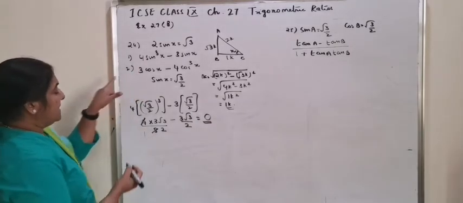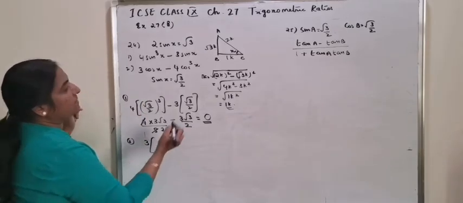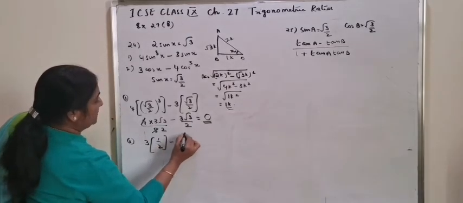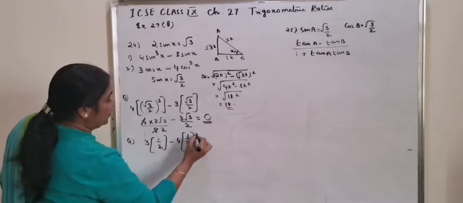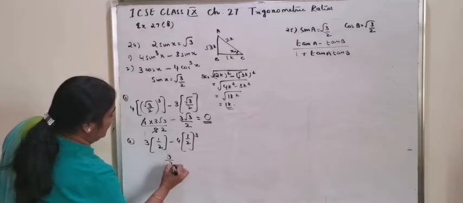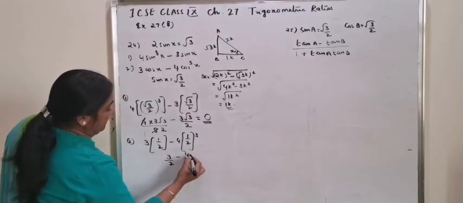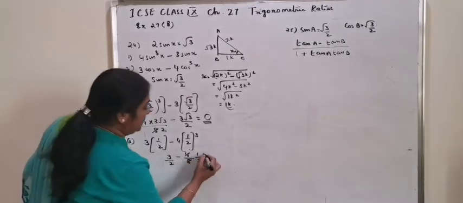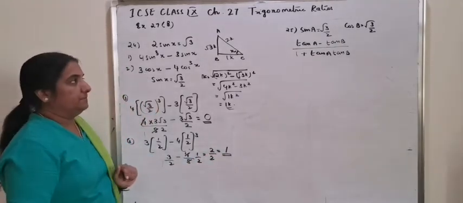The second one is 3 cos x. 3 into cos x. Cos x is 1 by 2, minus 4 into cos cubed x, that is 1 by 2 the whole cubed, which is 3 by 2 minus 4 by 2 cubed is 8. This is 1 by 2. 3 by 2 minus 1 by 2 is 2 by 2, which is equal to 1.